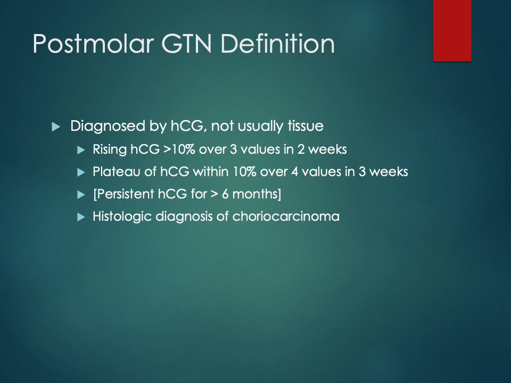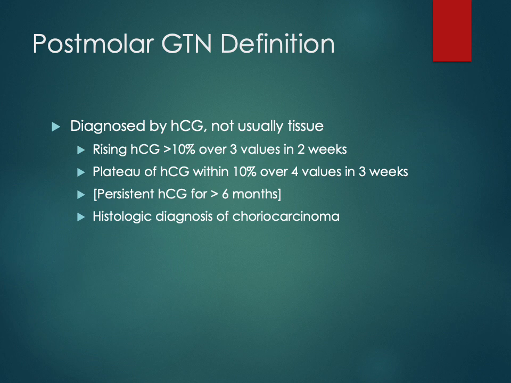So we've talked a little bit about the premalignant lesion, so that was GTD. Now let's talk about GTN, the neoplasia side. So postmolar GTN, which is the most common form, how do we diagnose that? This is a weird type of cancer, right? Because it is a cancer, but it's not diagnosed by tissue. It's really one of the only cancers that's like this. We just diagnose this by the tumor marker. It's diagnosed by a rise in HCG of greater than 10% over 3 values in 2 weeks, or a plateau of HCG within 10% over 4 values in 3 weeks.